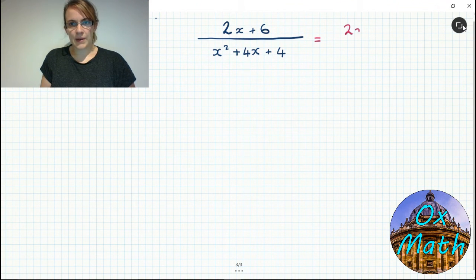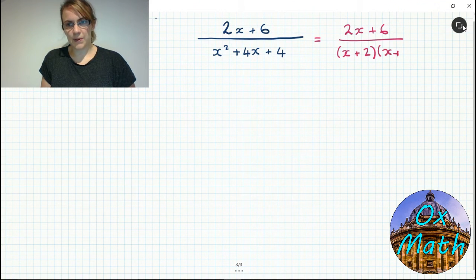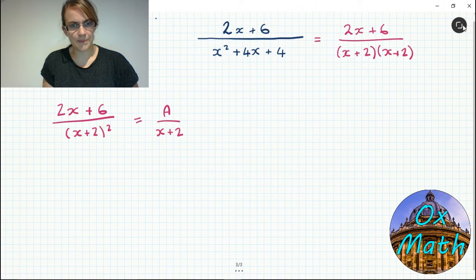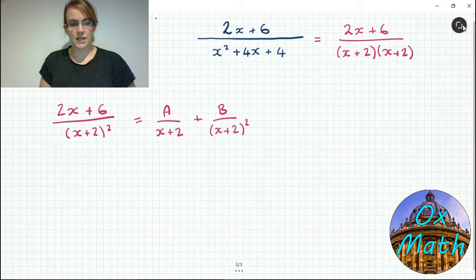So the denominator of this one actually factorises into x plus 2 times x plus 2, or (x plus 2) squared. So I'm going to write out my full compound fraction and two partial fractions. Remember, I need a constant over x plus 2 plus another constant over x plus 2, but this time that whole factor needs to be squared to allow for the fact that it is repeated.